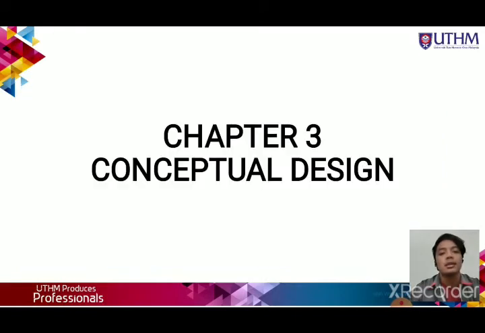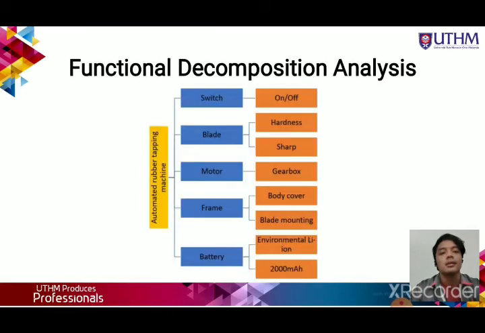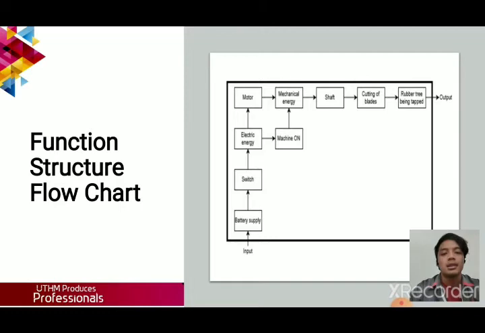Chapter 3 is the conceptual design. This is the functional decomposition analysis, in which our automated rubber tapping machine consists of a switch, blade, motor, frame and battery. Next is the function structure flow chart.